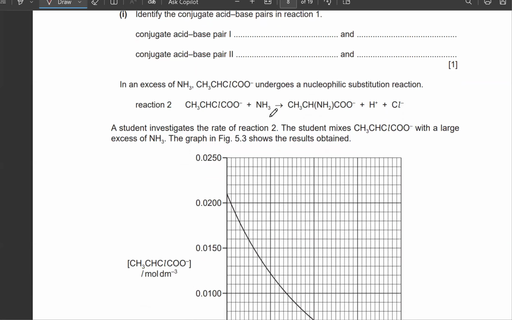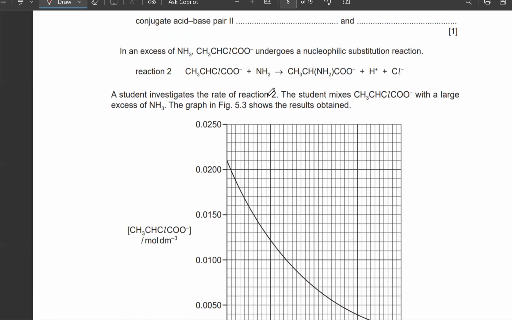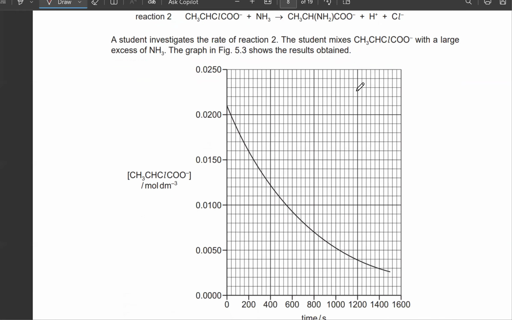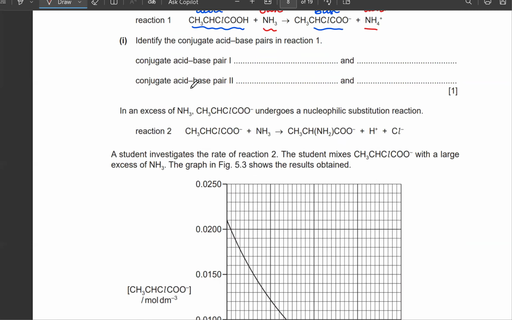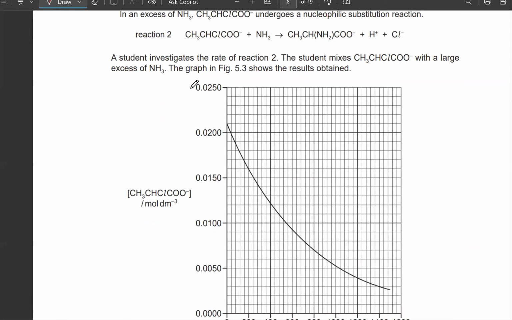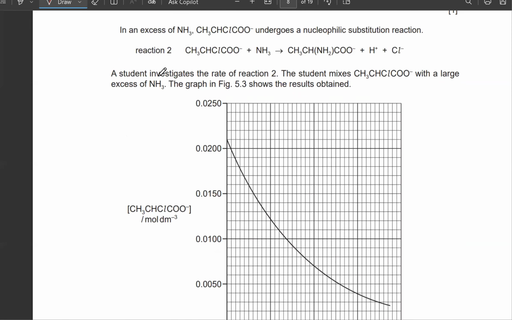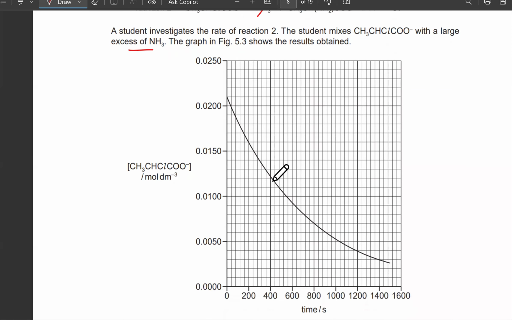Yes, sir. So then he says a student investigates the rate of reaction. The student mixes this ion with a large excess of NH3. So when he uses a large excess of NH3, it's reaction number two, right? That means that NH3 is basically playing no role. Its concentration is constant. So the rate of the reaction is now completely dependent on this ion. NH3 is not doing anything.